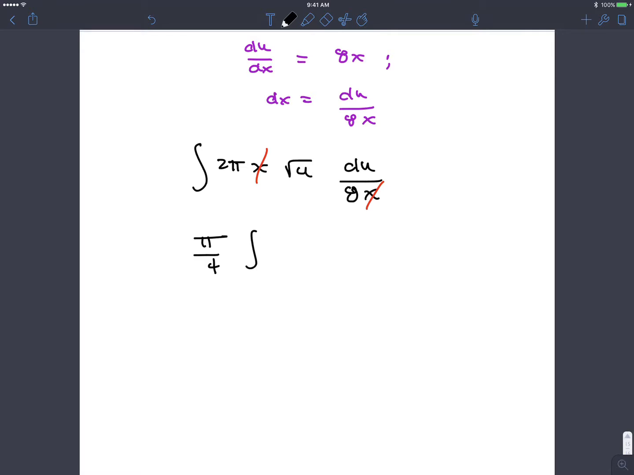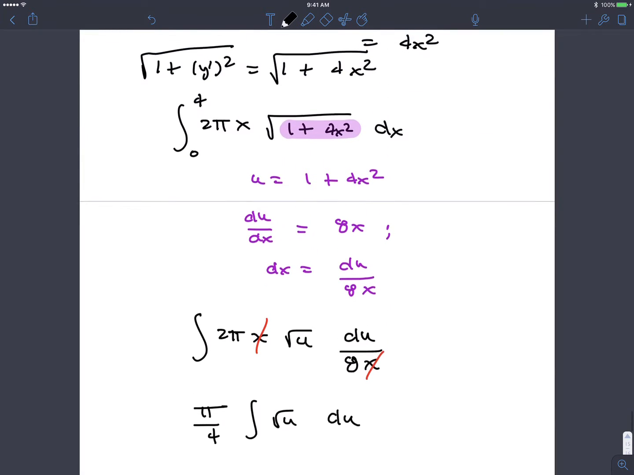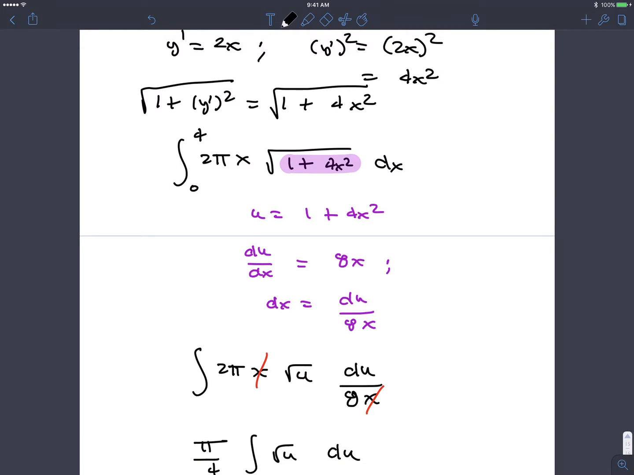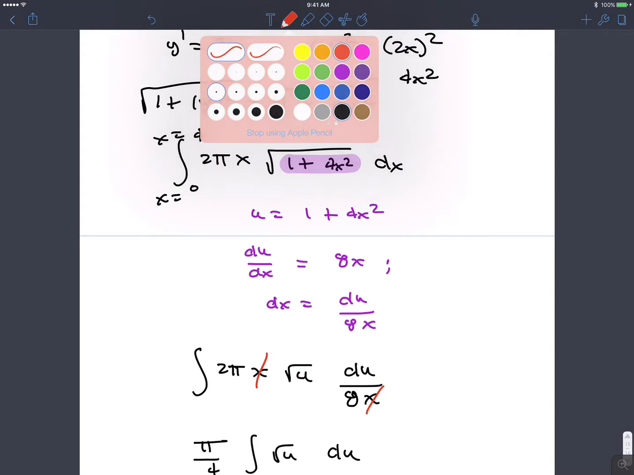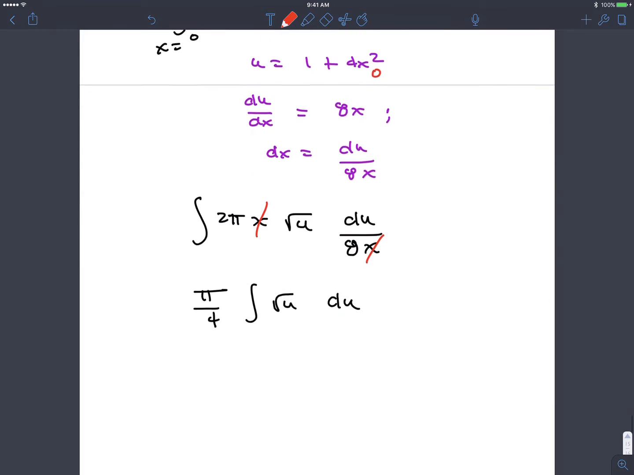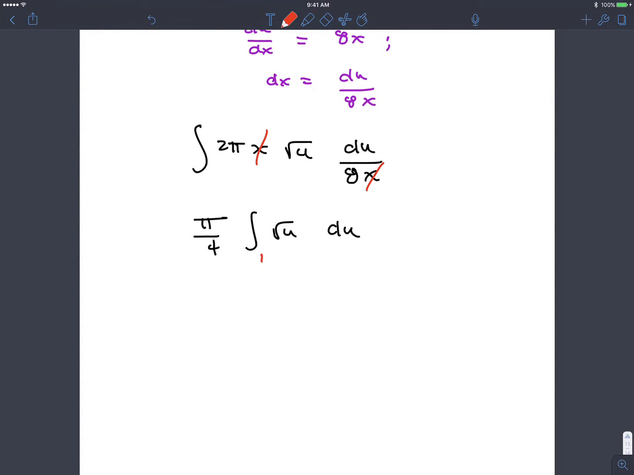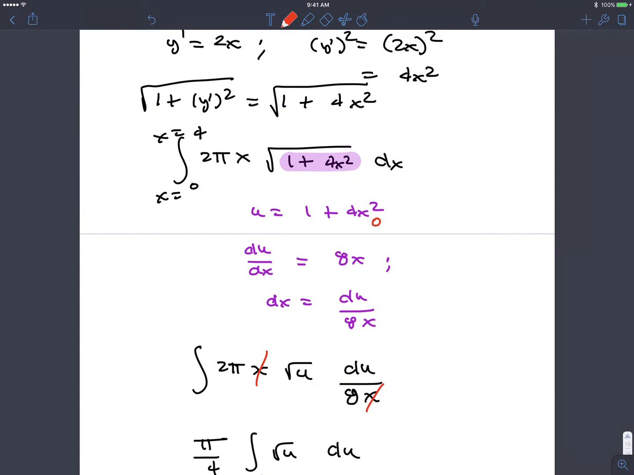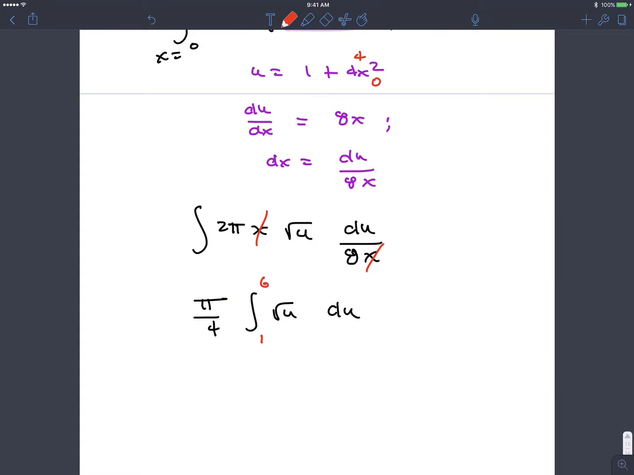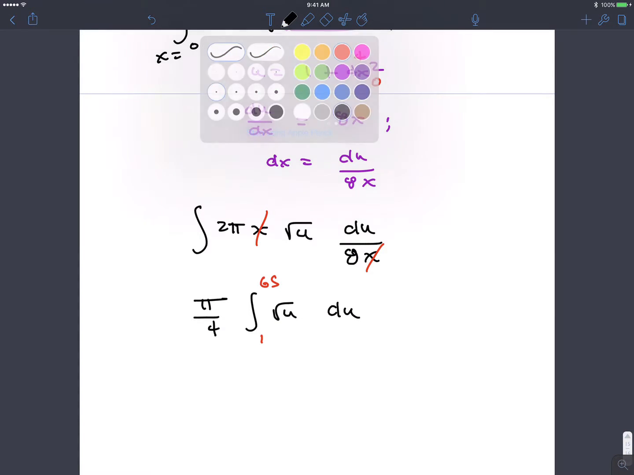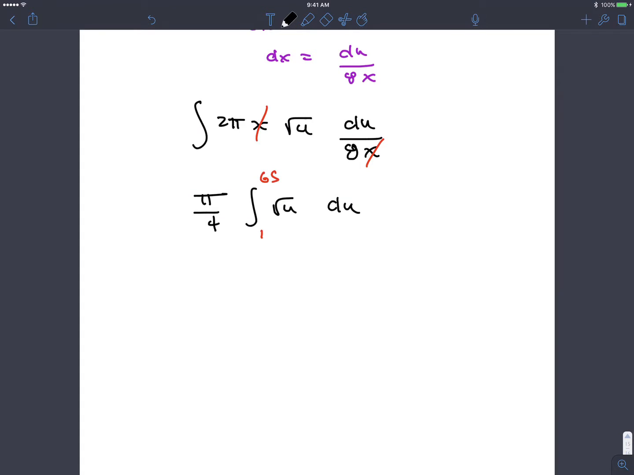Pi over 4 integral square root of u du. Let's see what our limits are. This is in terms of x. x is 0, x is 4. When x is 0, what is u? 1. When x is 4, what is u? What's 64 plus 1? 65. Good. Okay.